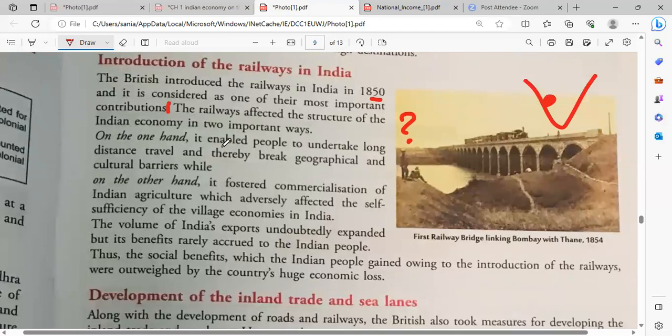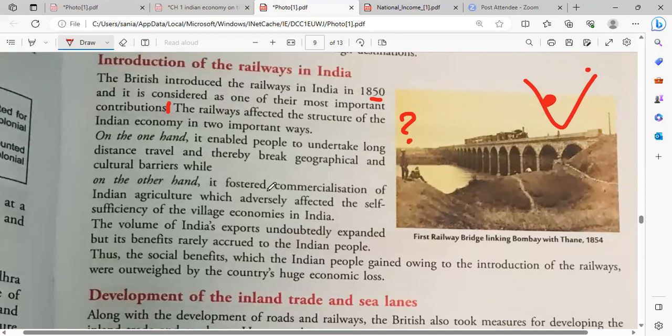On the first hand, it enabled people to undertake long distance travel and thereby break geographical and cultural barriers, right? For example, earlier, if you had to travel from here to here, you didn't have any means. There was a barrier, right? But because of railways, you can easily travel from one place to another.